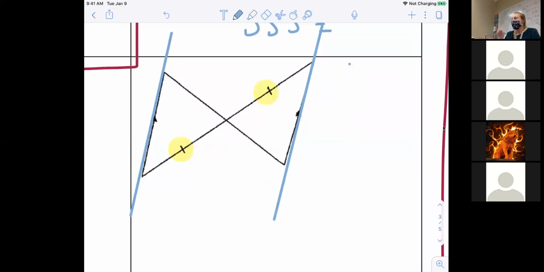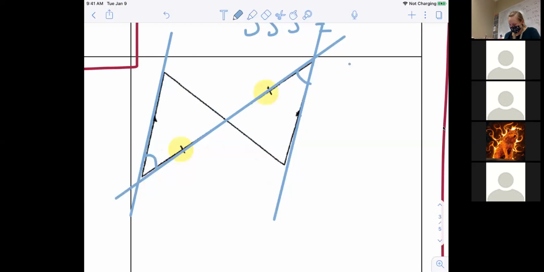You have two options. You can either use this as my transversal, which would make these angles congruent, or I could use this as my transversal and make these angles congruent. Either way is correct, but whichever one you pick will change your answer. So do you guys have a preference on which one I pick? Okay, I'm gonna leave it here.